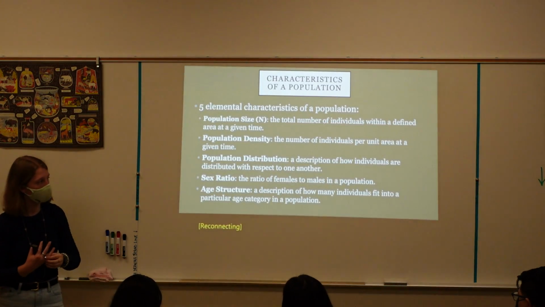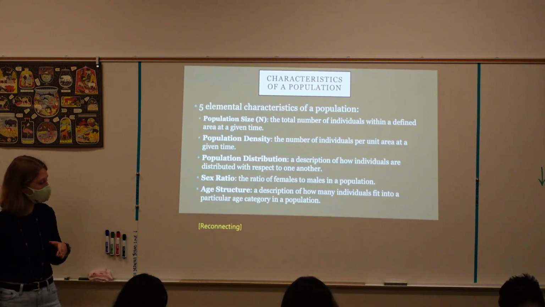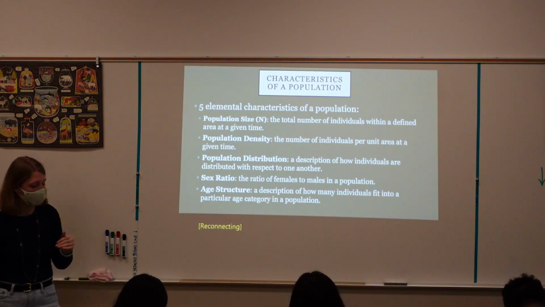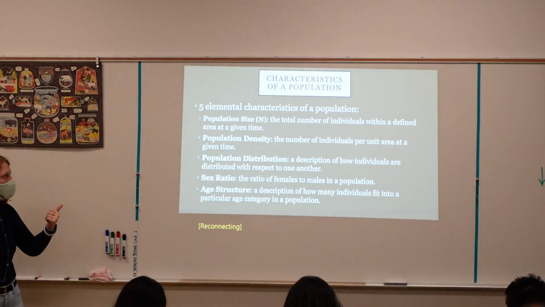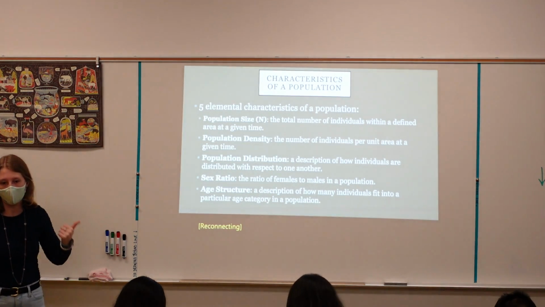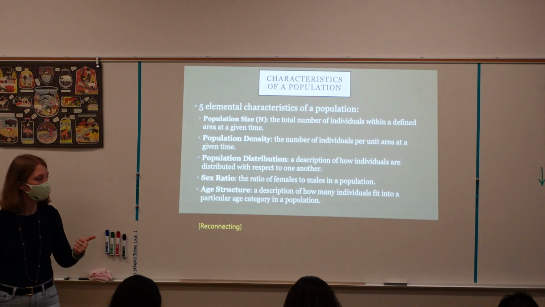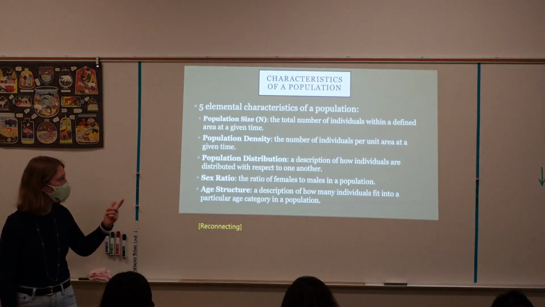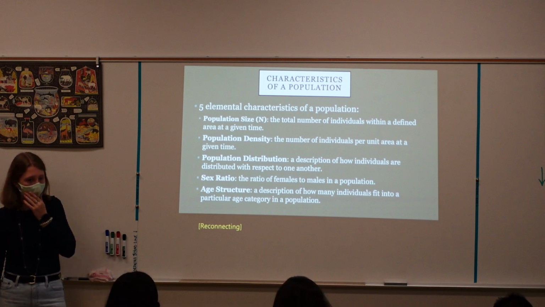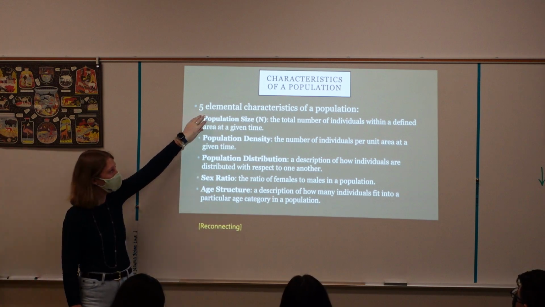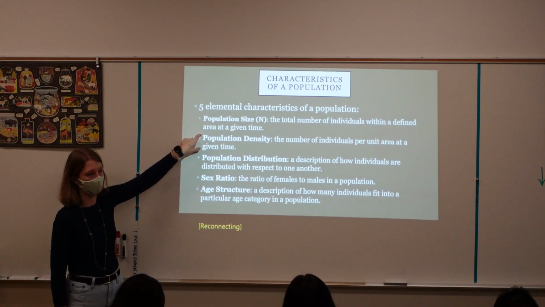So, when we're looking at populations, there are actually 5 major characteristics that are important to know. One is population size. We need to know the total number of individuals within a defined area at a given time. Population density is the number of individuals per unit area at a given time. So this is the actual number of individuals divided by the area.